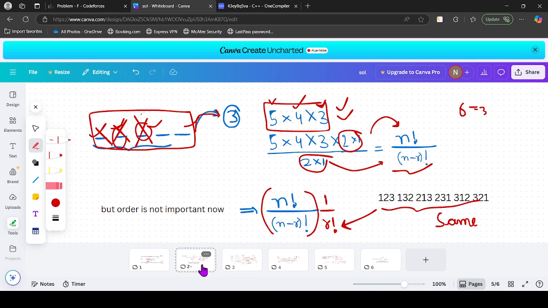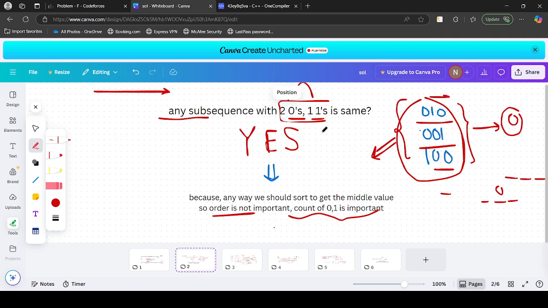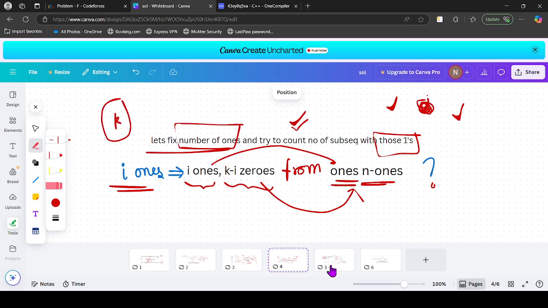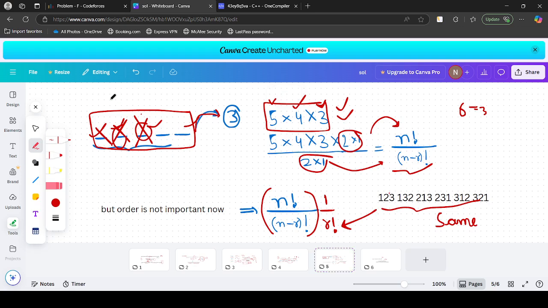But in this question, we discussed that any subsequence with some zeros and ones is the same. The order is not important. So even for 1, 2, 3, if we are picking 0, 1, 0 here, it is the same if we pick 0, 0, 1 or 1, 0, 0 or any way. So all these 6 are the same. So 1, 2, 3, 1, 3, 2 are indices, and any way of picking these indices is the same.